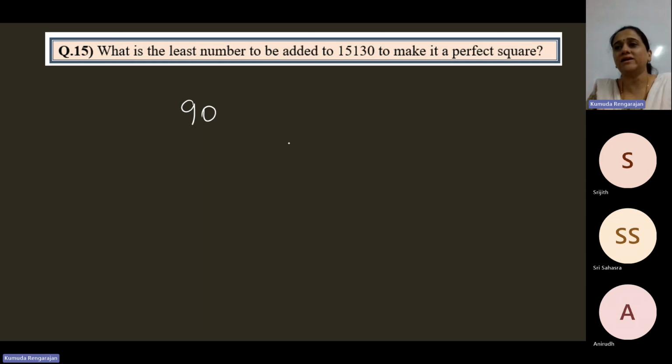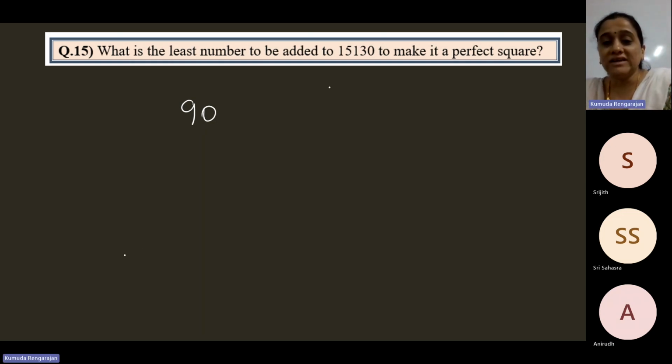What is the number to be added? So you'll have to increase the number. What's the immediate perfect square after 90? 100. How much do you need? 10. 10 is the least number to be added.